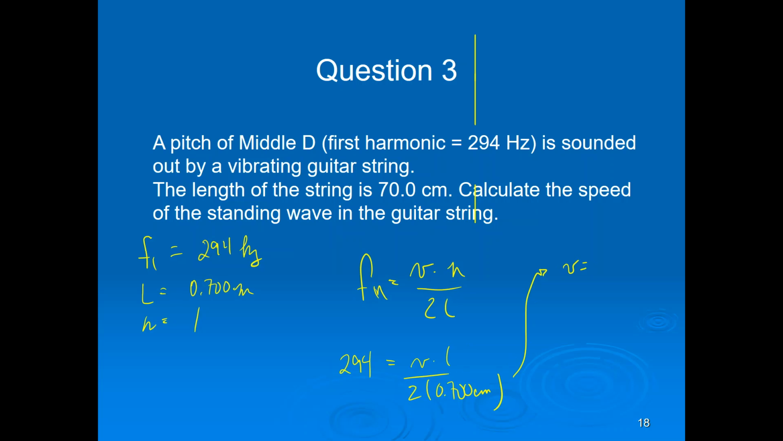What did you get for velocity? Someone agrees? Disagrees? Yeah, 411.6.